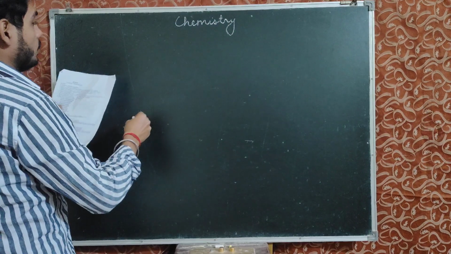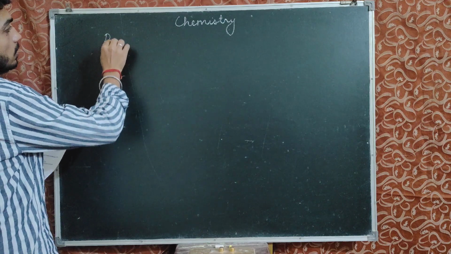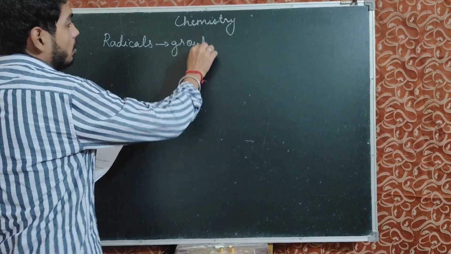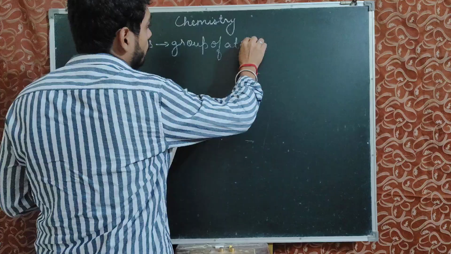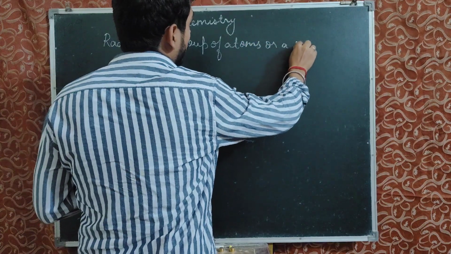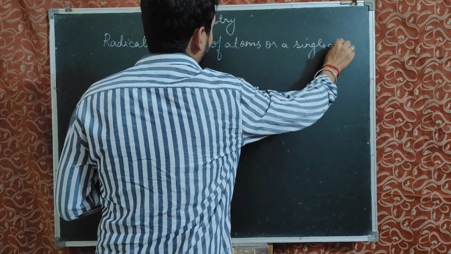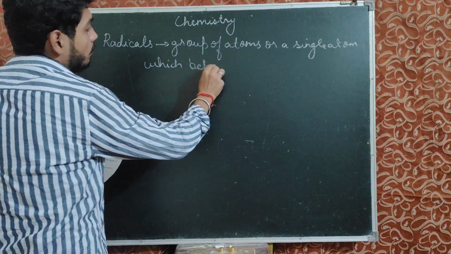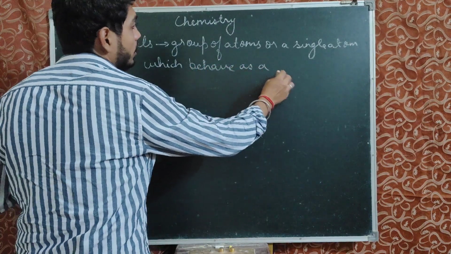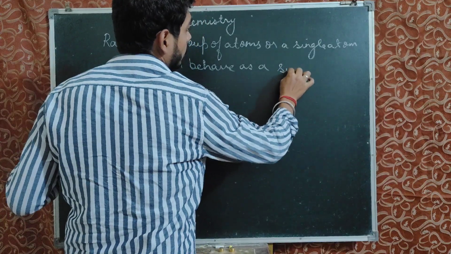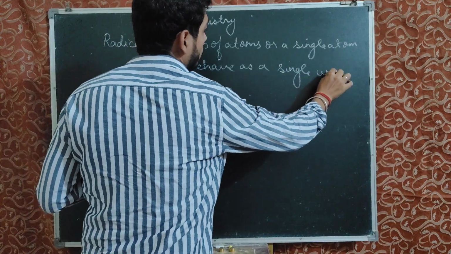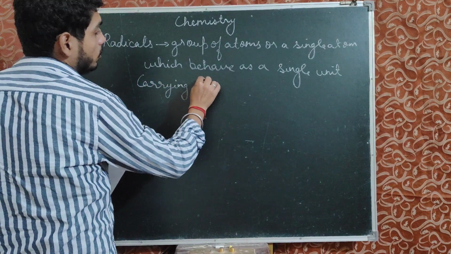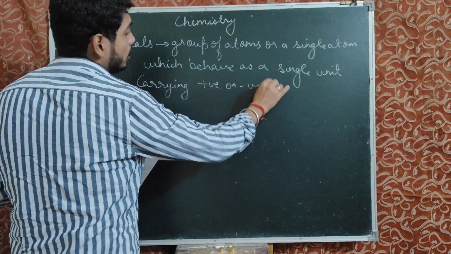What are radicals? Differentiate between acid and basic radicals. So radicals are a group of atoms, or a single atom, which behave as a single unit carrying positive or negative charge.